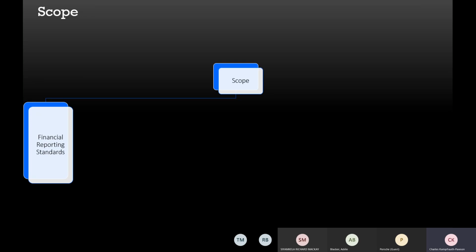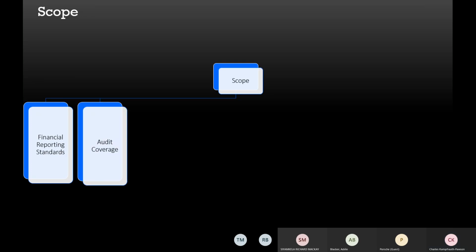Having said that, we will determine this by looking at the trial balance, which is a list of all my accounts, to see what financial reporting standards will be applicable. And obviously I need to take that into account when I determine what I have to test. I need to determine my audit coverage. What am I going to include into my audit bubble, as I said earlier.